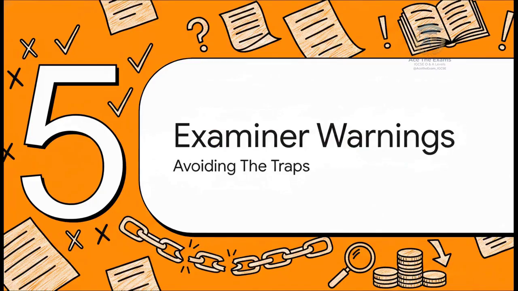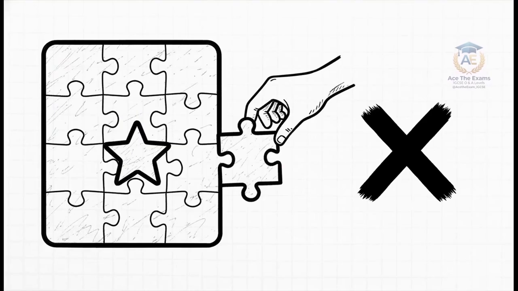We are heading into the home stretch with Section 5, the top 3 examiner warnings, avoiding the traps. We have systematically scoured the principal examiner reports, and I'm going to reveal the exact specific traps that examiners set and where candidates consistently bleed marks. Here is mistake number 1, using the wrong approach for the wrong context.